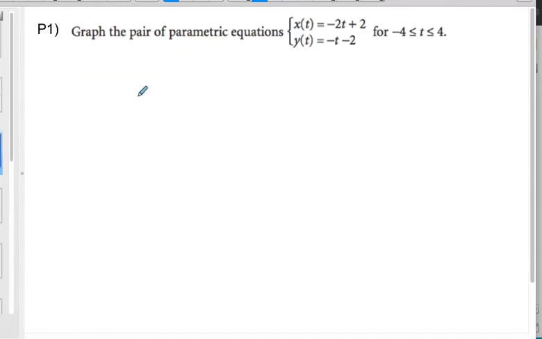Okay, so moving on, you're going to try P1. I'd suggest you graph it by hand. You can also graph it on a calculator if you want. So I'm going to go ahead and graph this by hand.